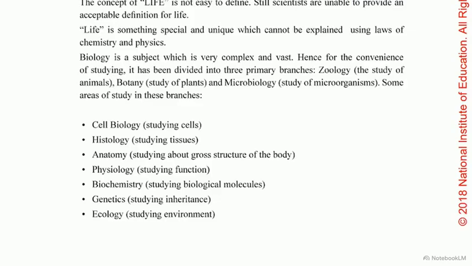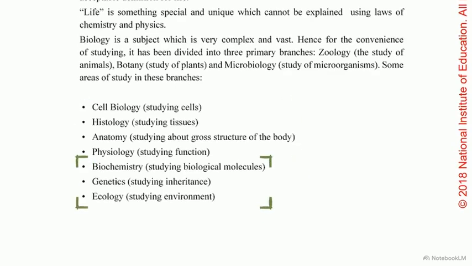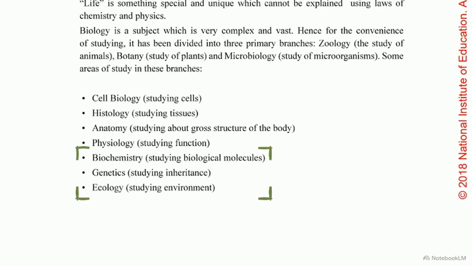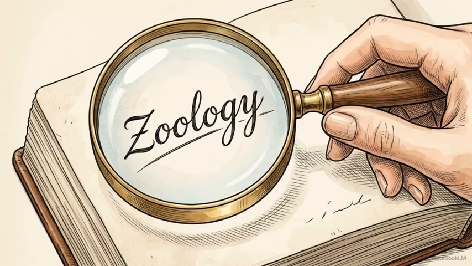This image outlines specialized subdisciplines for our analysis. You might study cell biology for cells, histology for tissues, anatomy for gross structure, or physiology for function. Moving down the list, we require biochemistry for molecules, genetics for inheritance, and ecology for environmental interactions. Pinning down these fields up front establishes the tools required for the rest of your framework.